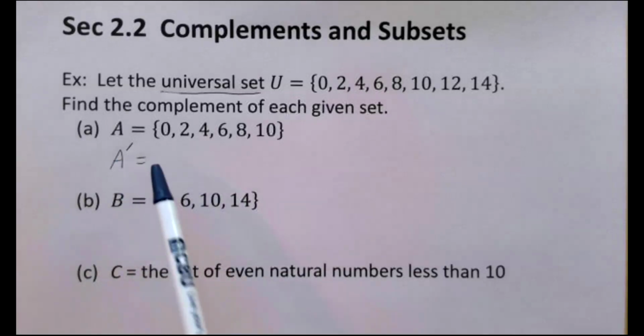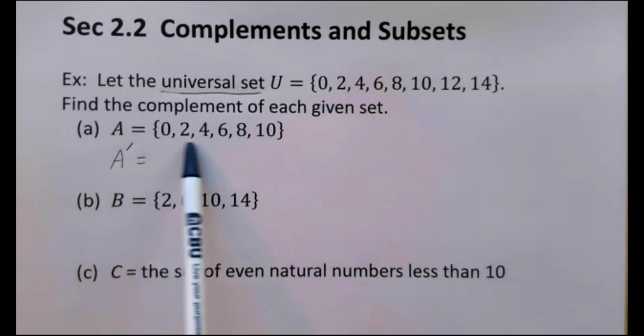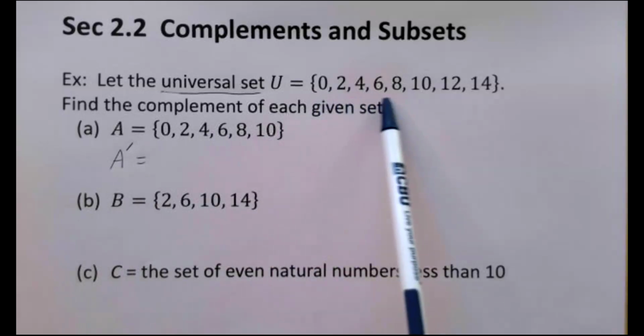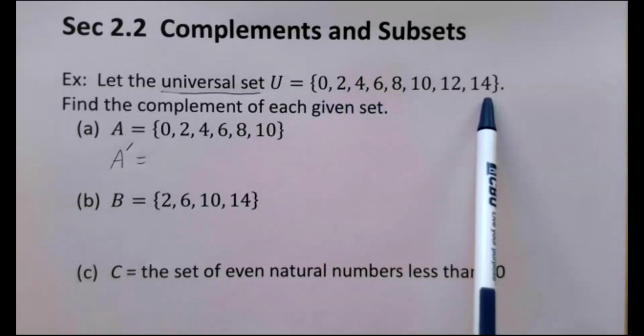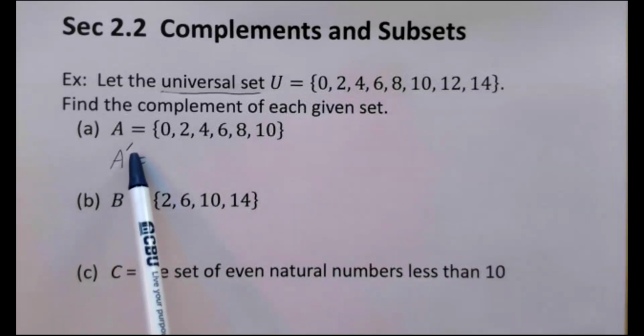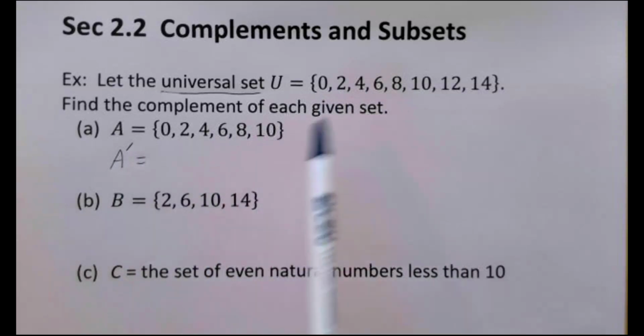A complement, remember, means basically the opposite of set A. It means everything that's not in set A when we compare it with the universal set. Let me say that again. This is read as A complement. That is everything that's not in set A when compared to the universal set.